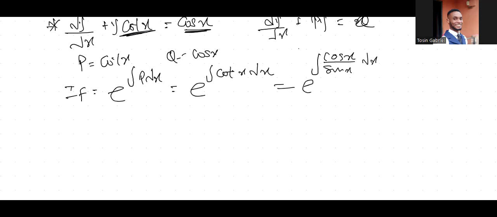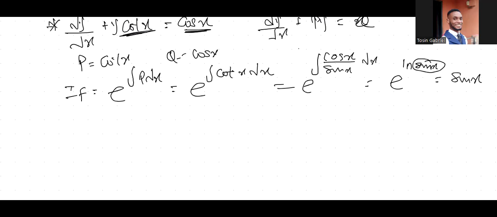So you notice that if you differentiate sine, you get cos. So therefore, we'll say that the integration of cot x is equal to ln sine x. All right. I already told you that anytime e is raised to the power of the natural logarithm, which is ln of anything, it becomes that thing. So this is going to be your answer. So sin x is our integrating factor.